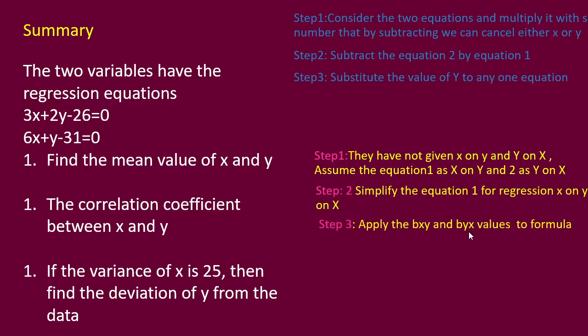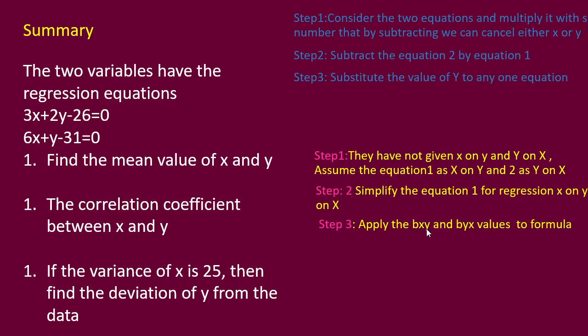And simplify equation 1 for regression x on y and regression equation 2 for y on x. Apply the bxy and byx values to the formula r equals square root of bxy into byx. But here, if we didn't get the values, the r value must be within the conditions of -1 to +1. If it is not, then we should repeat the steps again.